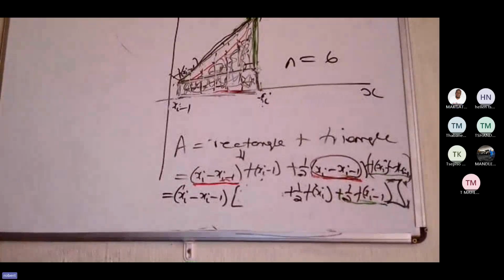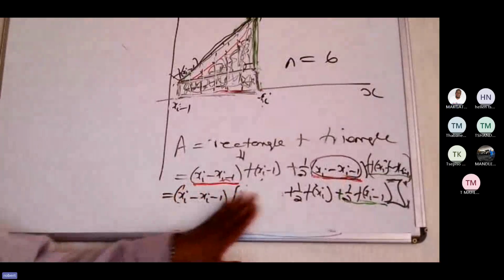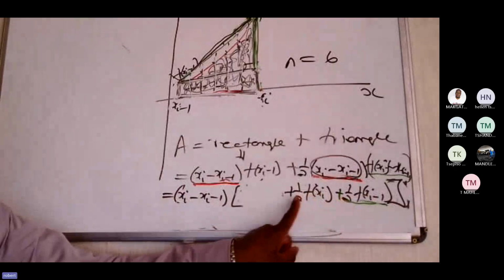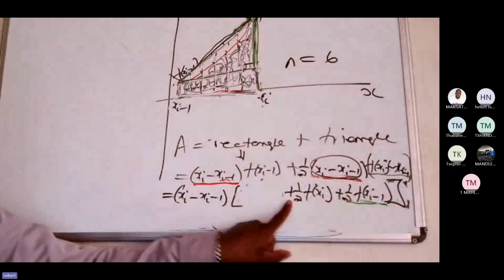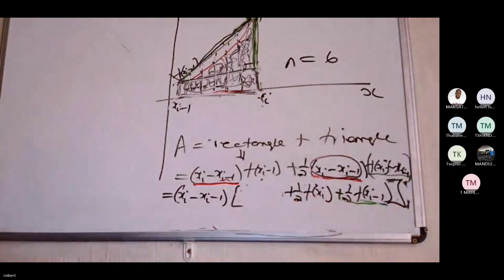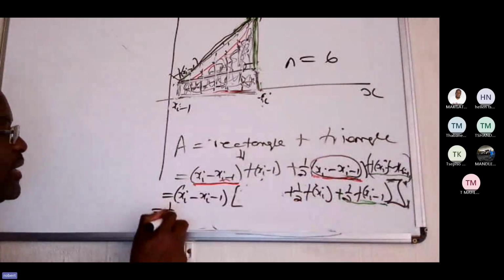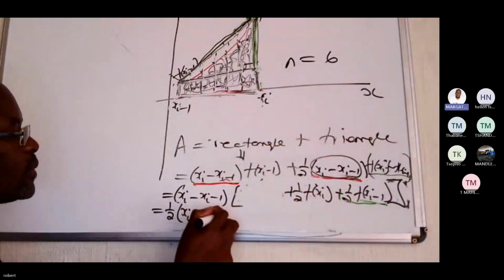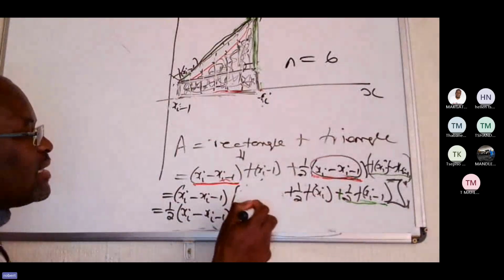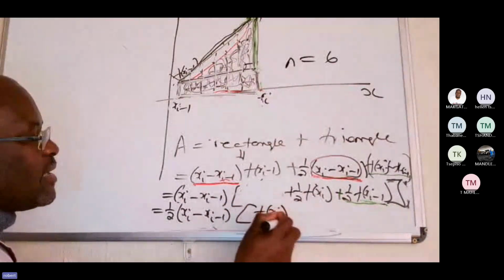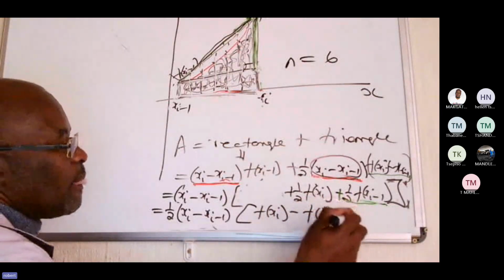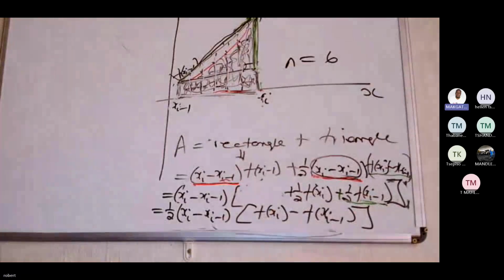And then from there, you have got this in brackets, this 2. Still, this is half, therefore you can take the half out. Then it will now be half in brackets this, in brackets, f of x_i minus f of x_i minus 1. It will be this.